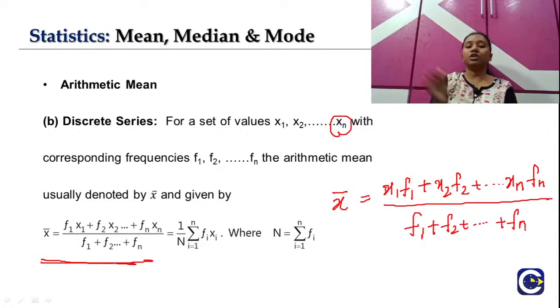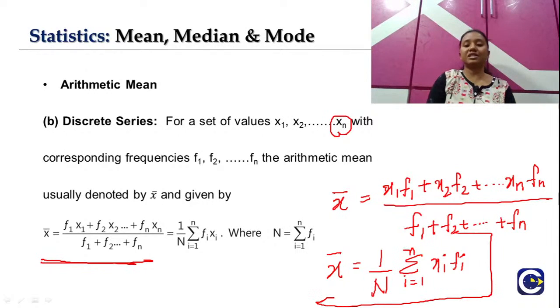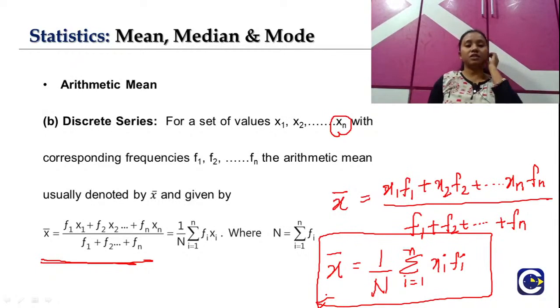fn. So we can even represent this in terms of sigma. That means x bar here will be equal to sigma xi fi, where i is varying from 1 to n, divided by sigma fi, which is the sum of all the frequencies, denoted by capital N. So this is the general representation of the formula for arithmetic mean for the given discrete series. Right, so the only difference here is that for the previous series we didn't have any frequencies, but here we'll be having frequencies. So based on that, the formula changes.